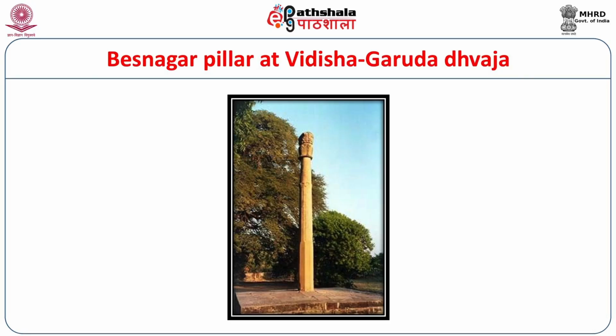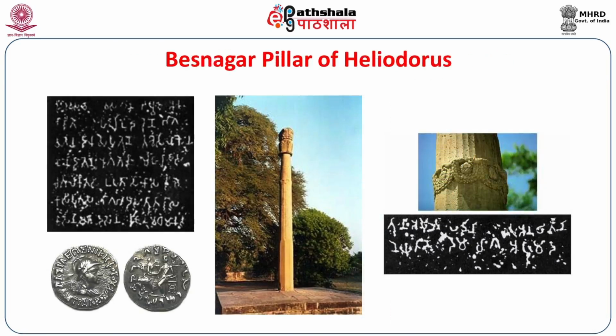So here on the slide you can see the Besnagar pillar of Heliodorus. Heliodorus was a royal ambassador who had come from Greece, from the court of Antiochidus. So here a coin of Antiochidus has been displayed. So from the court of Antiochidus, he came to the court of Bhagabhadra, and this inscription was engraved, which mentions about Heliodorus. So this pillar is known as a Garuda Dhwaja.